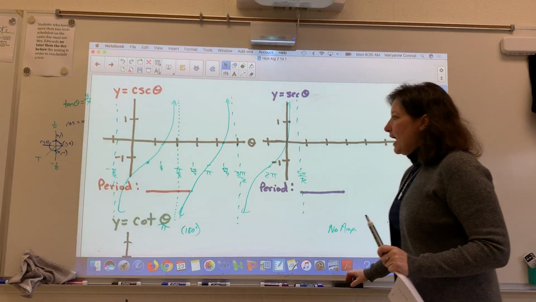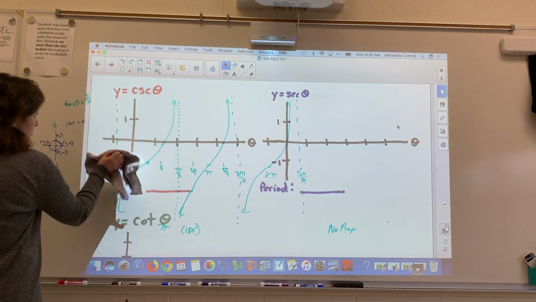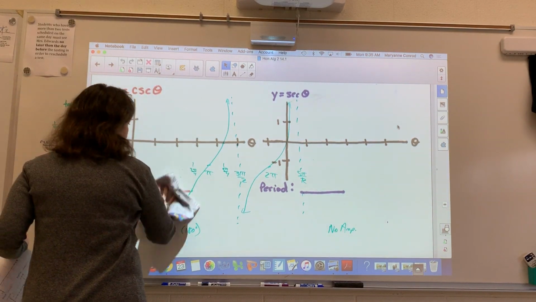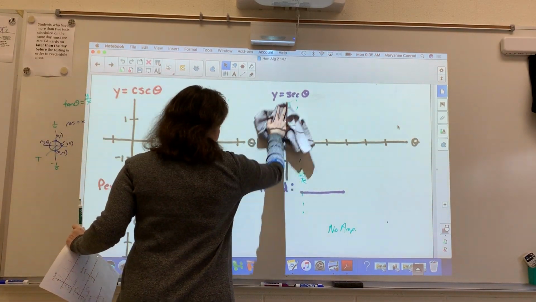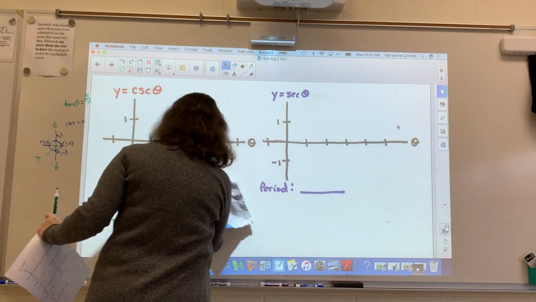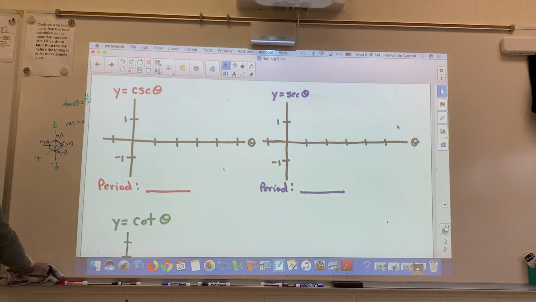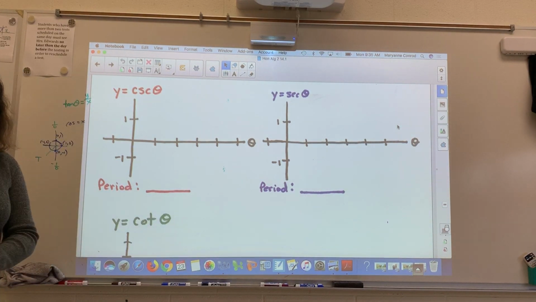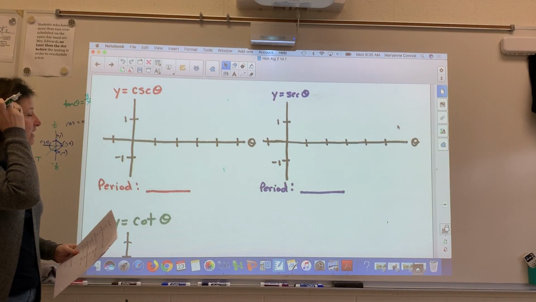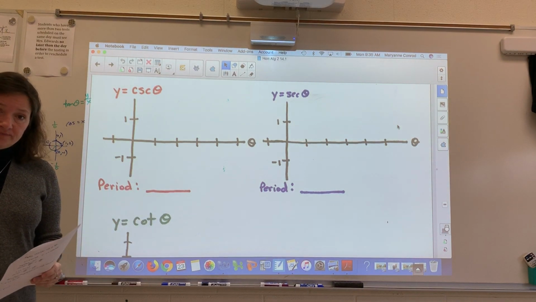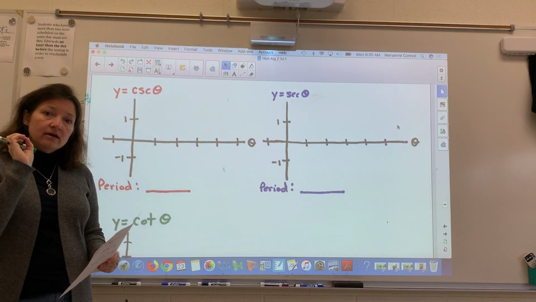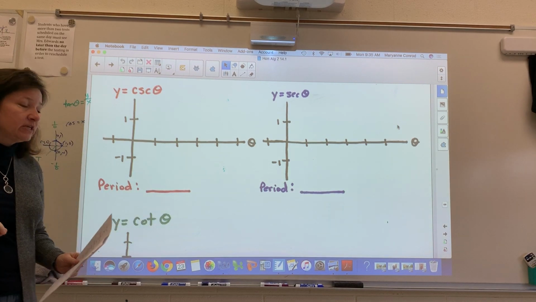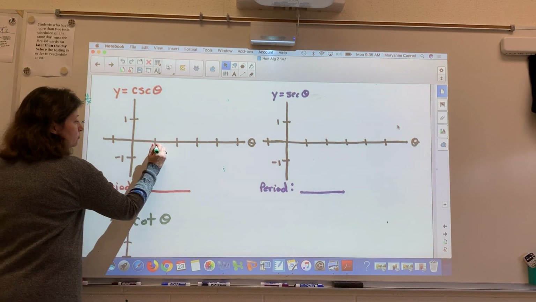Now, how many of you have memorized values for cosecant or secant? That's right, none of us have. What have we memorized instead? For cosecant, we use sine and take the reciprocal. We're going to do the same thing. We're going to sketch the sine curve and then take all the reciprocals. So we'll use radians again.